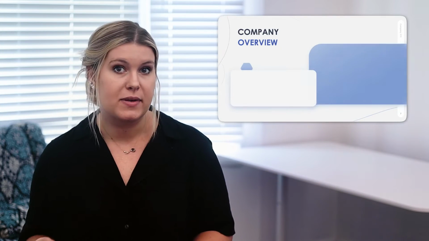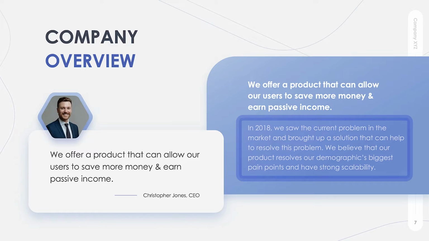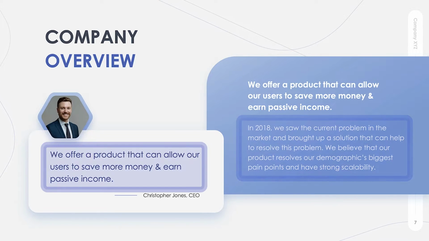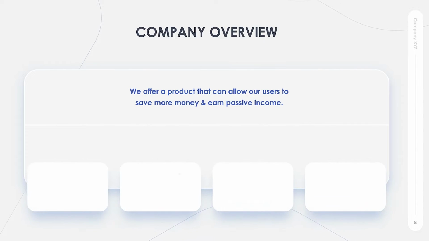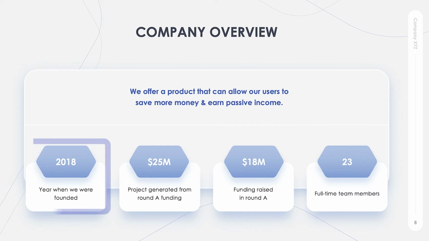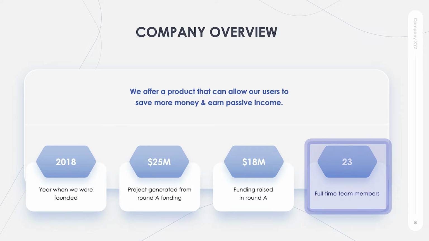Now, this company overview slide should tell investors who you are as a company. Include a founding story as well as an easy-to-understand mission statement to solidify the value proposition from before. This slide gives an overview of your origin story told through numbers. The year you were founded, how much funding or revenue you've generated so far, and how big your team is.